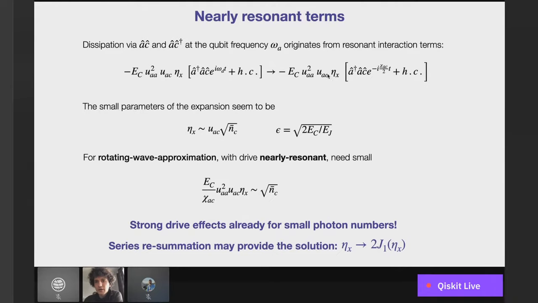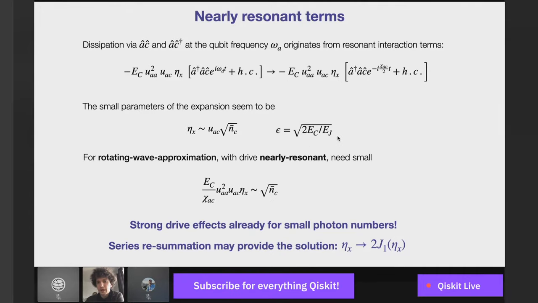It might seem, if you just looked at the coupling strength in front of this term, that the small parameters of the expansion should be eta, which is the magnitude of the coherent state due to the readout drive, and epsilon, which is the quantity that parameterizes the anharmonicity. But in fact, for a rotating wave approximation to be valid, what you need is that the ratio between the coupling strength here and the frequency at which the term rotates has to be small. And when you work that out for a readout drive which is close to resonant, but at exactly this value, which is half of the dispersive shift under the cavity frequency, you find that the small parameter needs to be actually the square root of n bar.